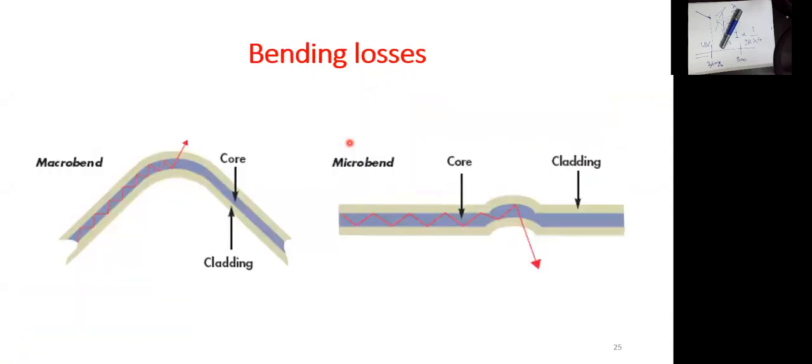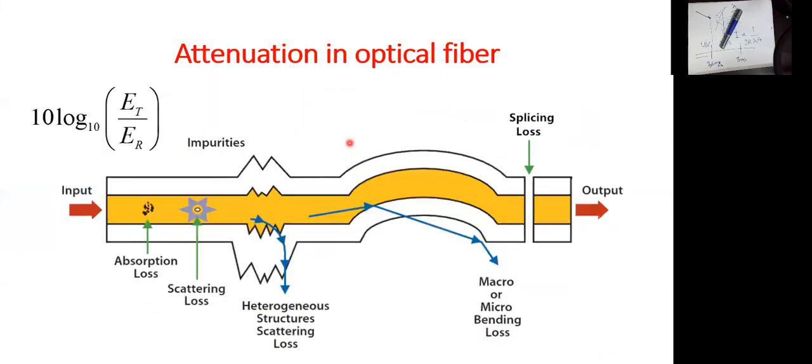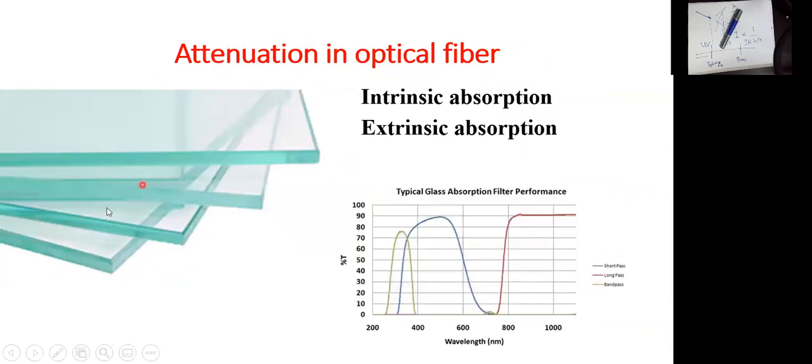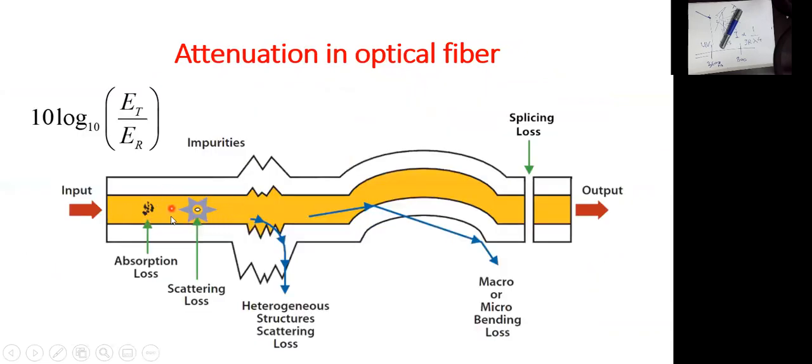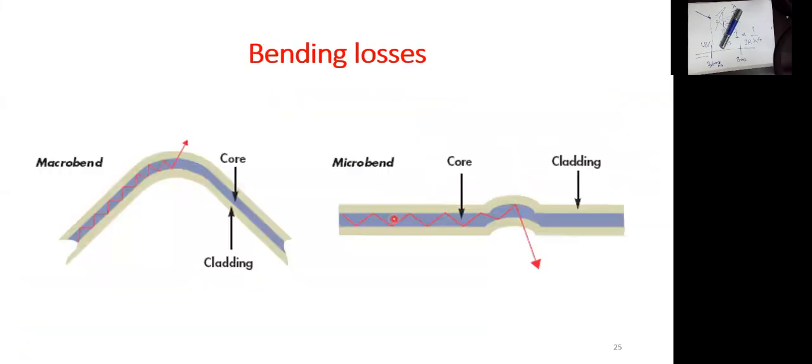Okay, let's now turn to the third issue, which is the bending. If you remember, let me go back to this slide. We first discussed the absorption, the scattering, and now let's talk about the bending. As I mentioned, we have two main types of bending: what we call the microbend, and what we call the macrobend.